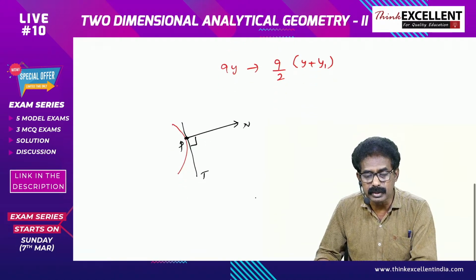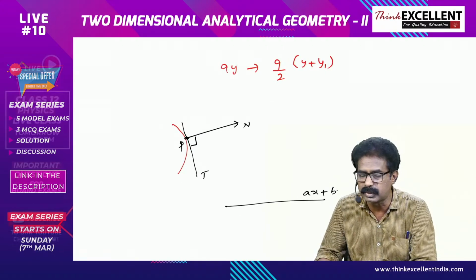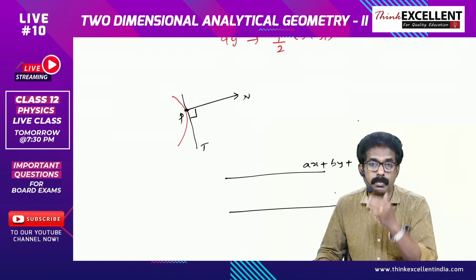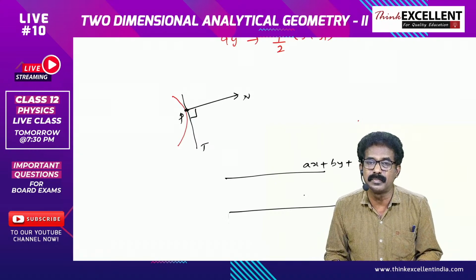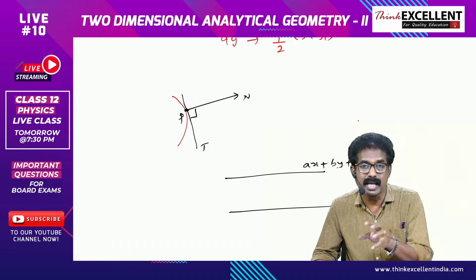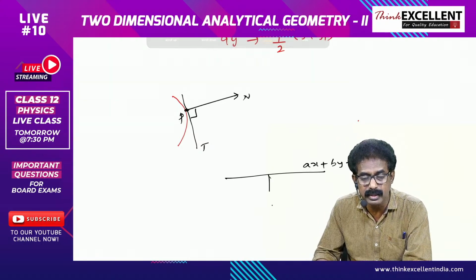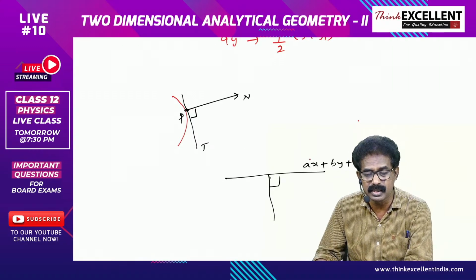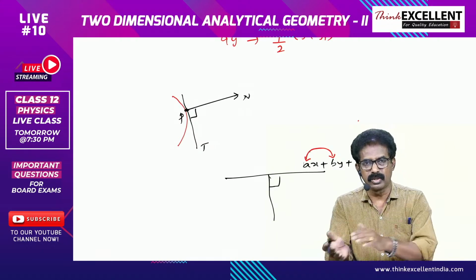Already you would have studied in 10th: if you know the equation of a line, suppose the line's equation is ax plus by plus c equal to 0, for a parallel line you make only one change, only the constant: ax plus by plus k. Only the constant changes when it is parallel. But when perpendicular comes, you make 3 changes. What are the 3 changes? Interchange the coefficients of x and y. These two coefficients you must interchange: write a there, write b here.